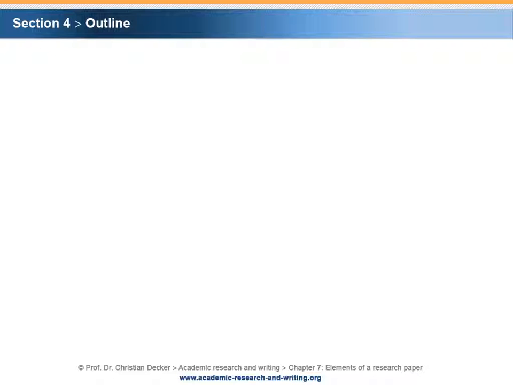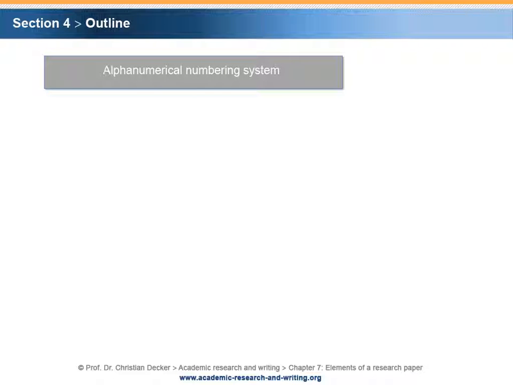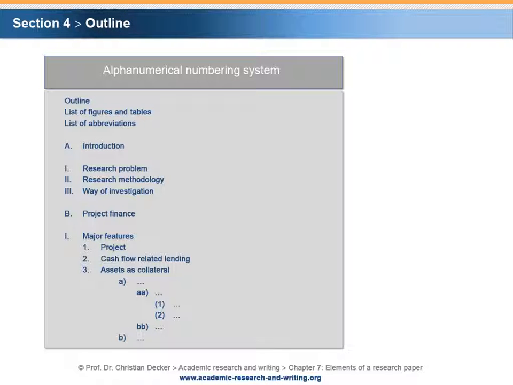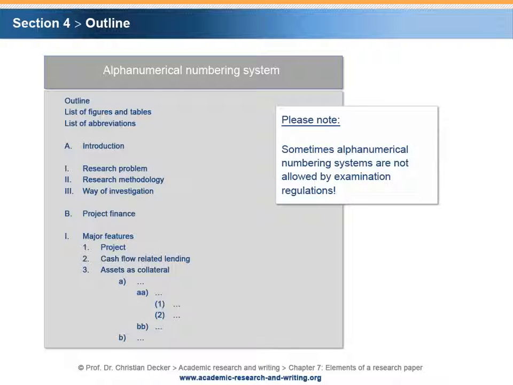The second option for numbering the outline is the alphanumerical numbering system, as in this example. It has to be pointed out that alphanumerical numbering systems are not allowed by some examination regulations. It is advisable to check first which type of numbering system is suitable for a piece of research. An advantage of the alphanumerical numbering system is that an overly long numbering can be avoided.